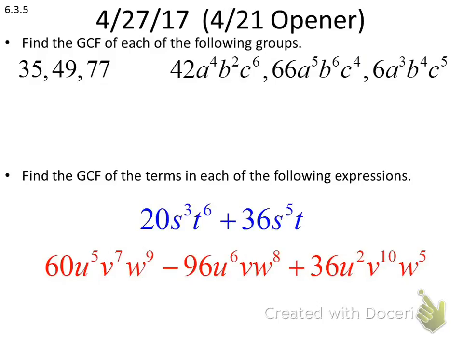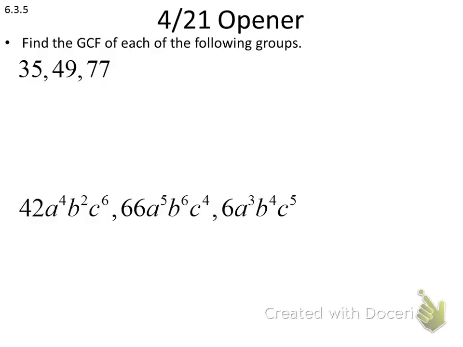So let's look at the first part. We have 35, 49, and 77. Get your blue cheat sheet out. I call the blue sheet your cheat sheet. You're going to use these prime numbers to help you factor the following three terms. So we have 35, we have 49, and we have 77. I want to know what the greatest common factor is going to be for these three numbers.